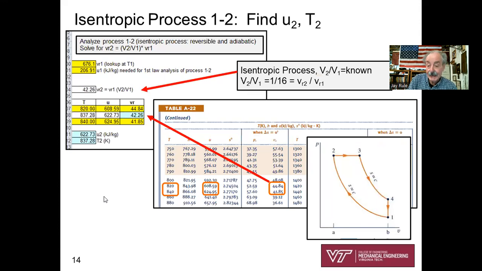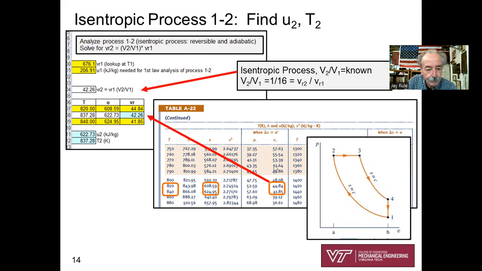So now we're analyzing process 1 to 2, isentropic process 1 to 2. We recognize, okay, so here's our governing equation. VR2 over VR1 equals V2 over V1. We just wrote down VR1, so we can solve for VR2. Look at that, we've got V2 over V1. So VR2 is 42.26. What good does that do us?